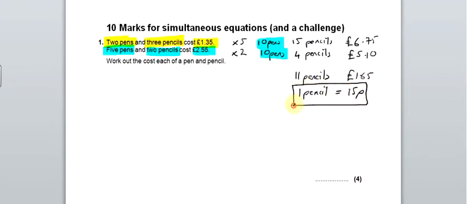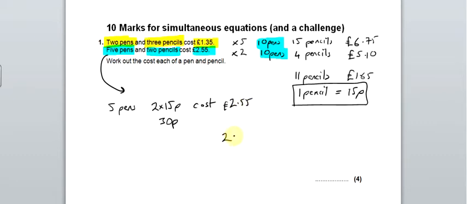And now I've found out what a pencil can cost, I can use either of these to work out the cost of a pen. So I'm going to use the bottom one. So 5 pens and 2 pencils, so that's 2 times 15p, costs £2.55. So that's 5 pence and 30p there. So if I take away the 30p from this, I'm left with £2.25, aren't I? And that must be the cost of the 5 pens.